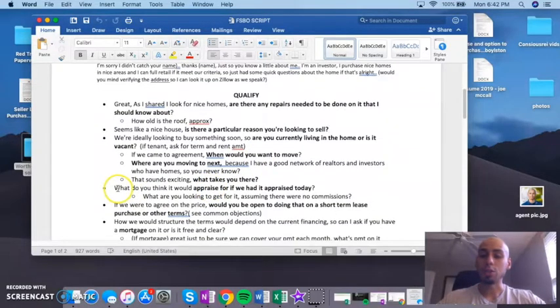From there, I like to get into what the seller thinks the home is worth today, and then what they're looking to net for it, assuming there are no agent commissions.